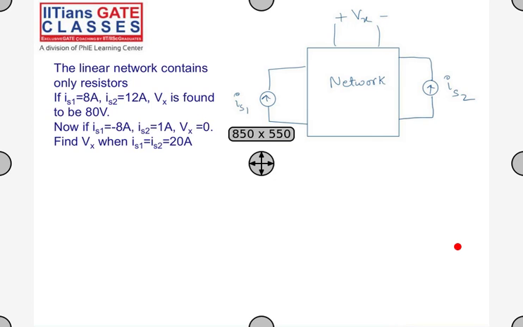So try to solve this. A linear network contains only resistors. You have two current sources. If IS1 is equal to 8 amperes and IS2 is equal to 12 amperes, Vx is found to be 80 volts. Now, if IS1 is minus 8 and IS2 is 1 ampere, Vx is 0. Find Vx when IS1 equal to IS2 is equal to 20 amperes. Try to solve this. I'm giving you time. The one who can solve this will definitely get a very good rank in GATE, at least below 500.